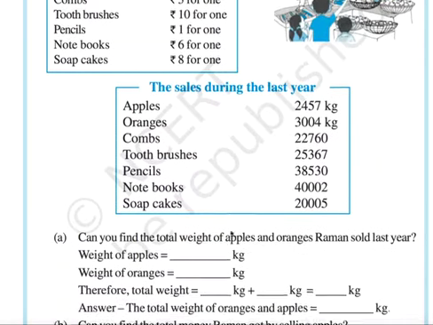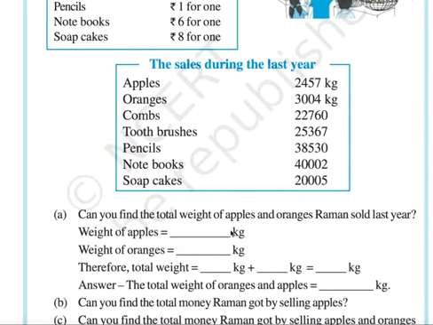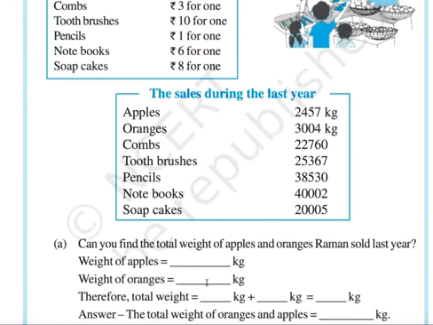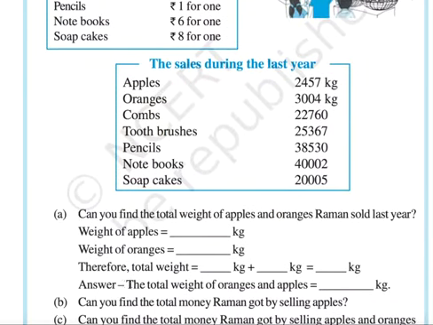Can you find the total weight of the apples and oranges Raman sold last year? Weight of the apples, that is given, right? 2457 kgs. This is 3004. Total weight is this plus this. You can add them up, no problem. The total weight of oranges and apples.